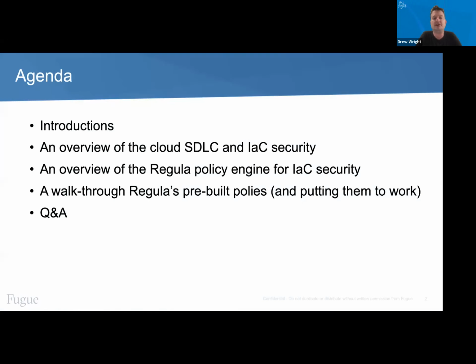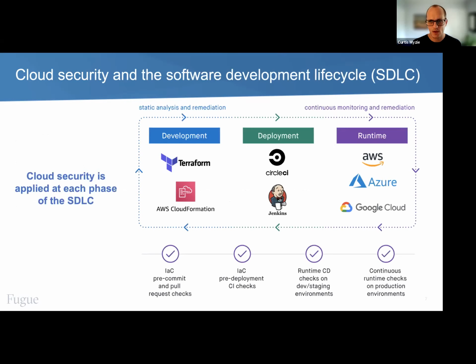So, quick agenda, introductions. We have with us Curtis Meisey, VP of Engineering here at Fugue, who's going to really dig into developing custom infrastructure as code policy with Regula. Thanks, Drew. Yeah, so this sets the stage for what we're going to talk about today.